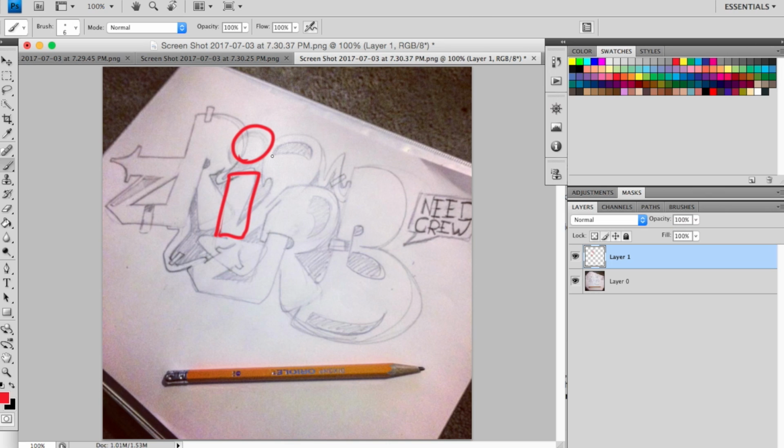A V is two diagonal vertical boxes that connect at one vertex. Right there. So you need to draw those things.